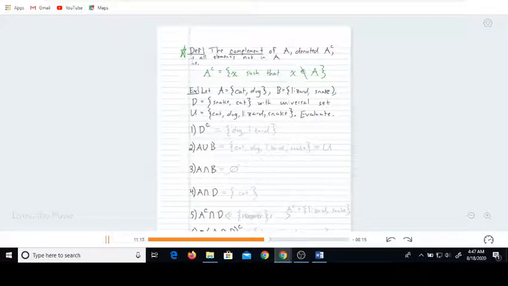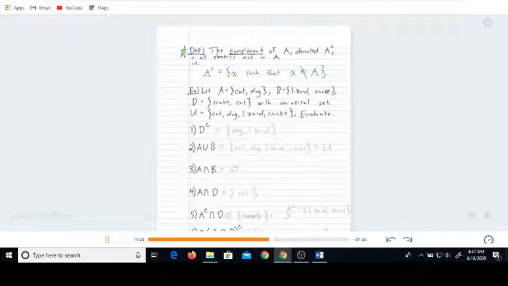So let's look at this example. Suppose we got a pet store, and the pet store has cats, dogs, lizards, and snakes. Let A be the set of mammals, and B the set of non-mammals being sold at the pet store. And let's say D is the set of animals that are on sale. So the universal set is all the animals in the pet store. Let's go ahead and evaluate.